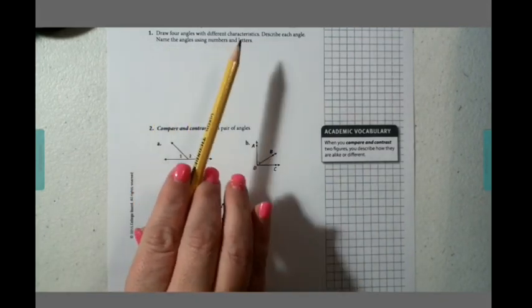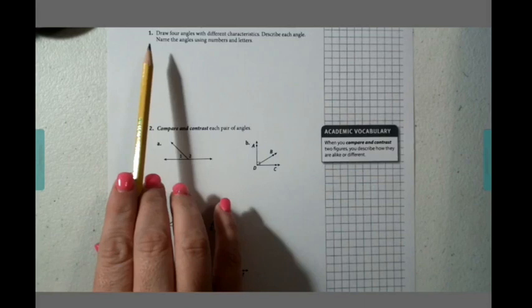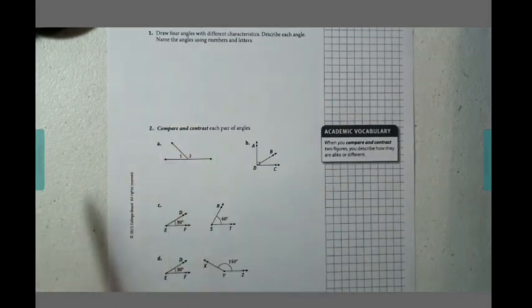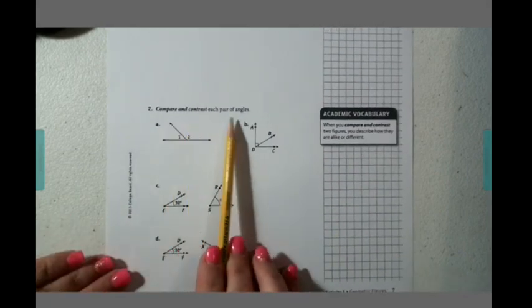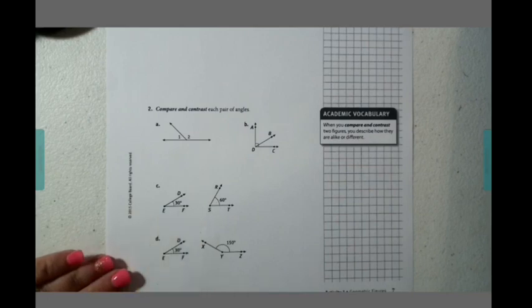First, you are to draw 4 angles with different characteristics. Describe each angle and name the angles using numbers and letters. Second, compare and contrast each pair of the following angles.